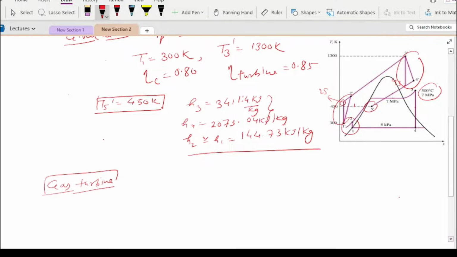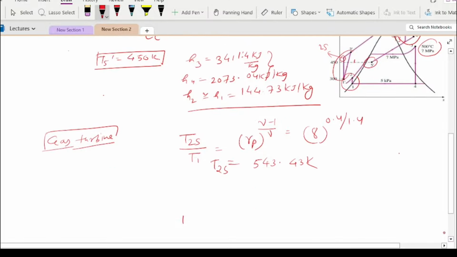Therefore, since the pressure ratio has been given, applying T2s upon T1 is equal to Rp raised to (gamma minus 1) upon gamma, that is 8 raised to 0.4 divided by 1.4, taking gamma as 1.4. T1 is 300 Kelvin, therefore T2s comes out to 543.43 Kelvin.